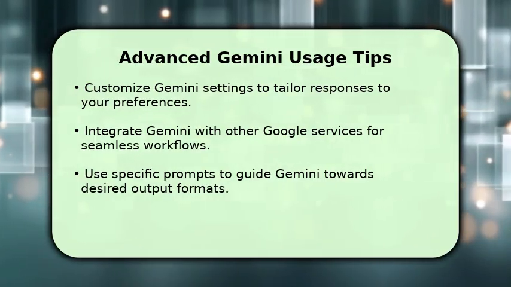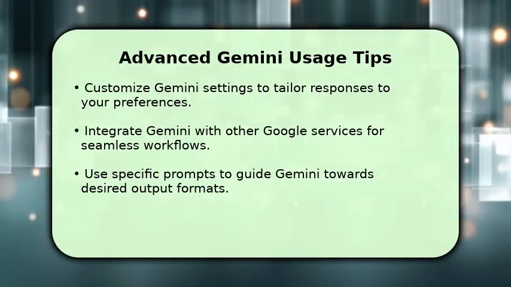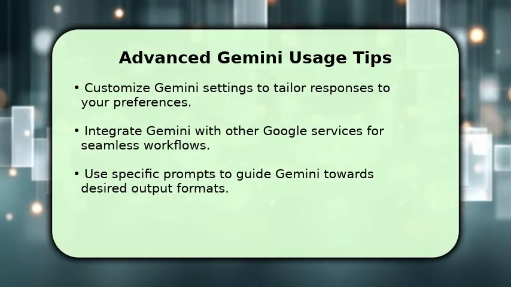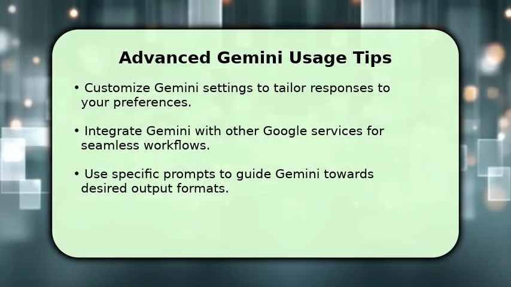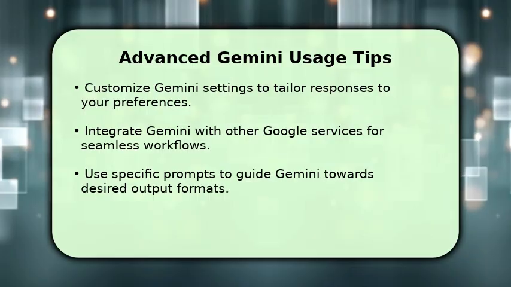Experiment with detailed prompts. For example, ask for a 5-point summary or a short story in the style of a classic author. Also, check out available extensions to unlock even more functionalities.